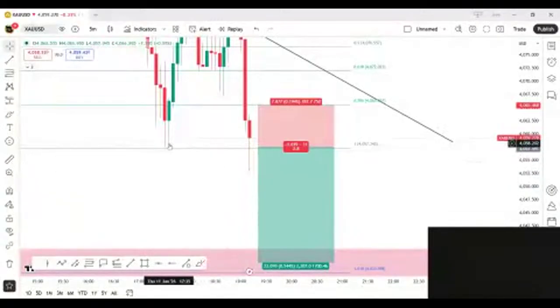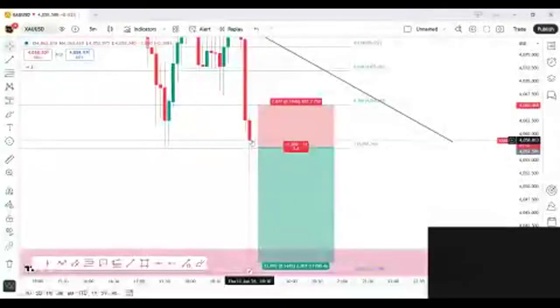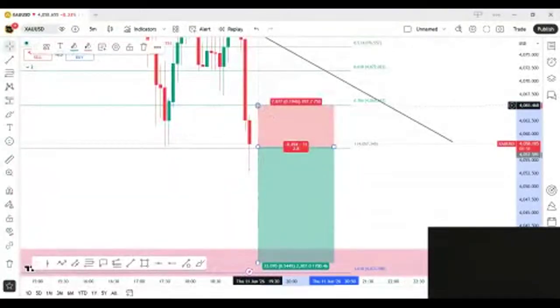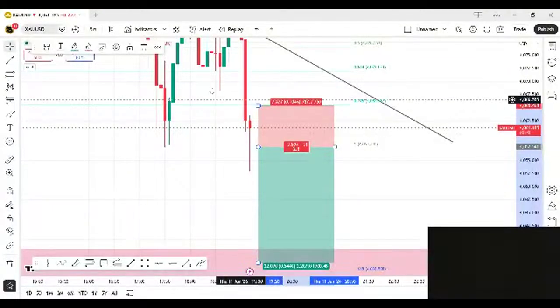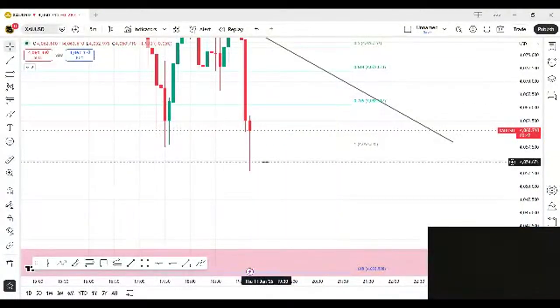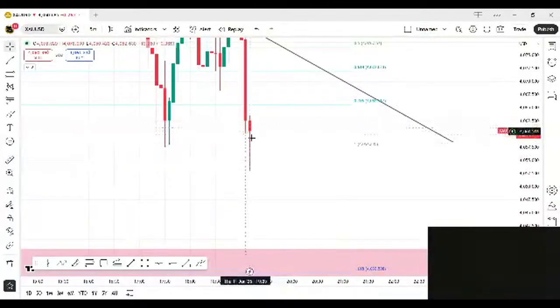USA just took the liquidity and again is trying to push. So, it really took the liquidity really nicely.